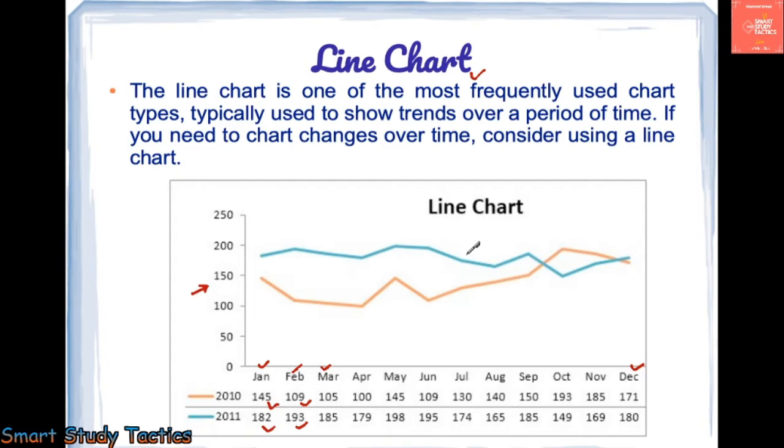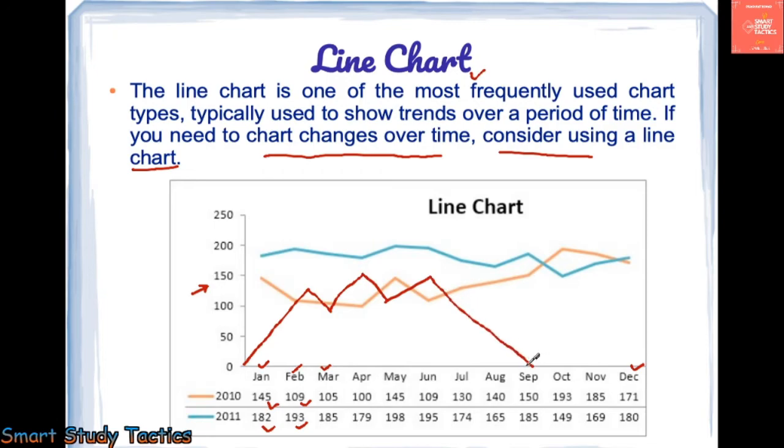Okay, according to that, you can see the chart change over the time. Consider using a line. Make sure we are going to use the line. I think you have seen this type of chart in your math. This chart you are going to make, this one. So this is also a category of a line chart.